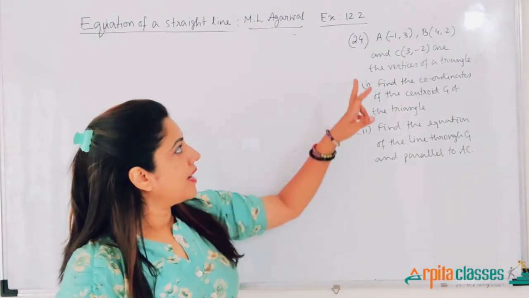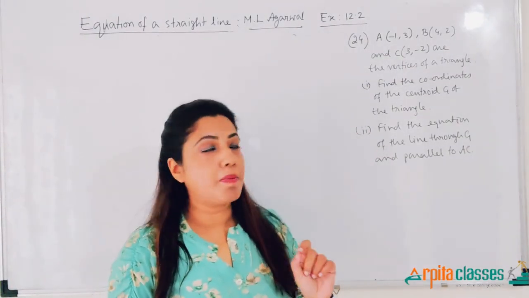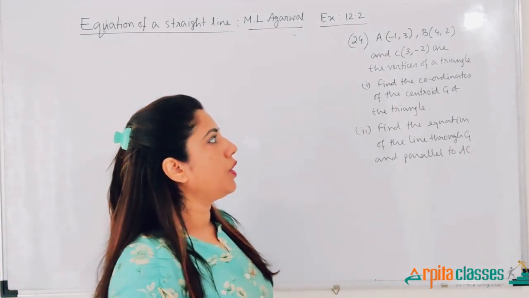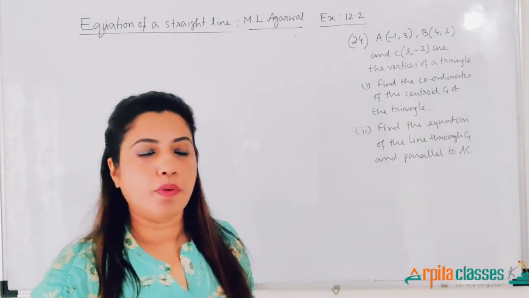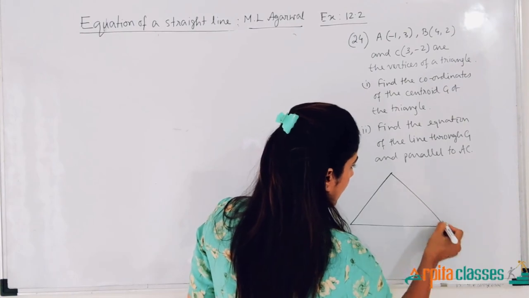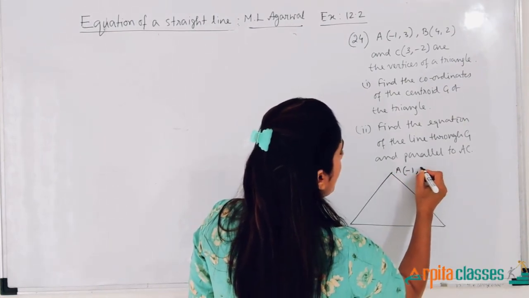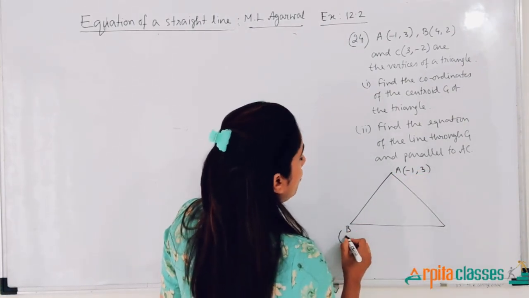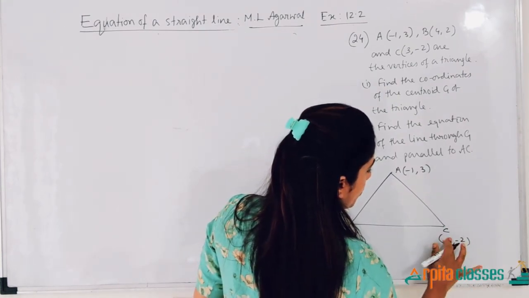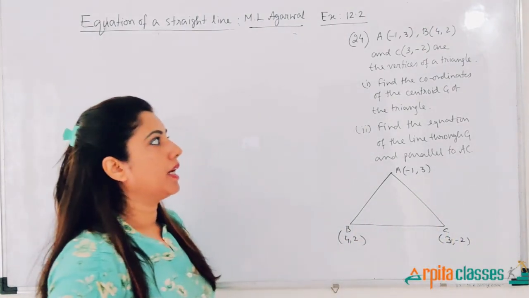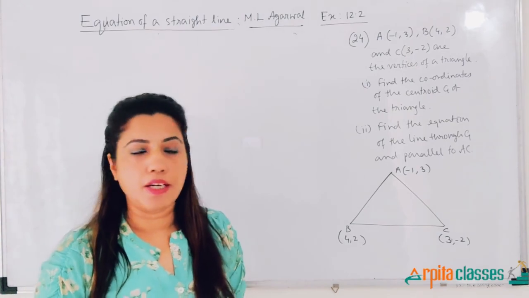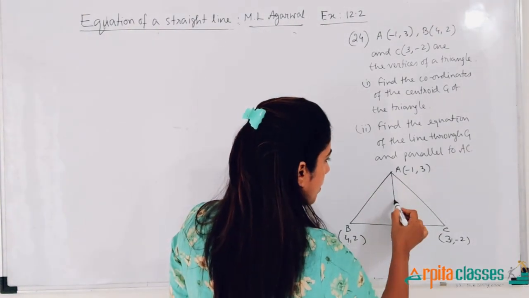The next question: A is (-1, 3), B is (4, 2) and C is (3, -2) are the vertices of a triangle. Let us draw a rough diagram. Let this be A, (-1, 3), B (4, 2) and C (3, -2). These are the vertices of a triangle. Find the coordinates of the centroid G of the triangle. So we have to find the coordinates of the centroid G.